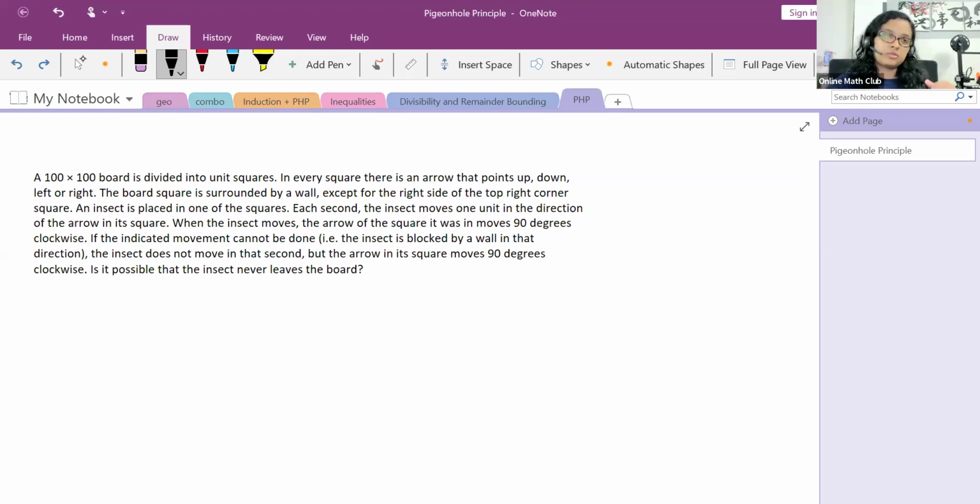So what could be your finitely many holes here? You have 100 by 100 squares, right? So that's a finite number of positions the insect can be. And if you're assuming it stays in the board forever, then that's infinitely many positions it can have in the board. So what can you say about it?